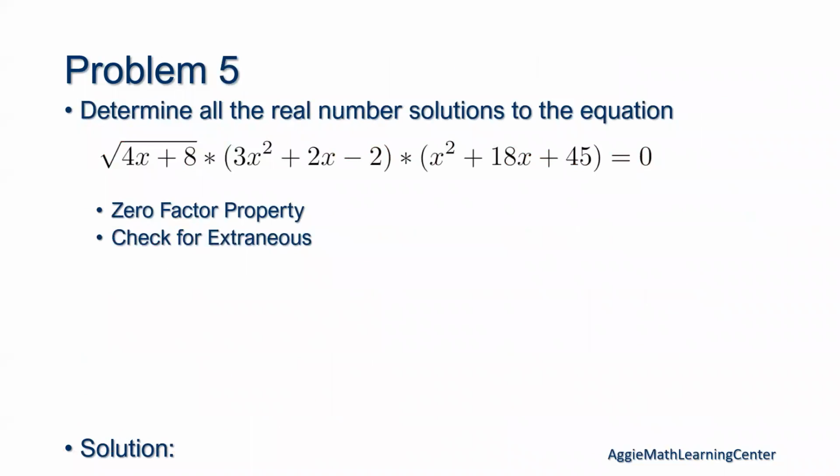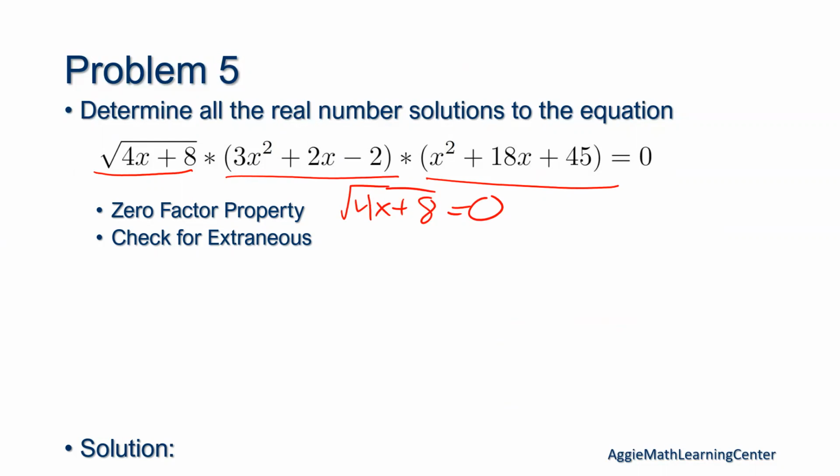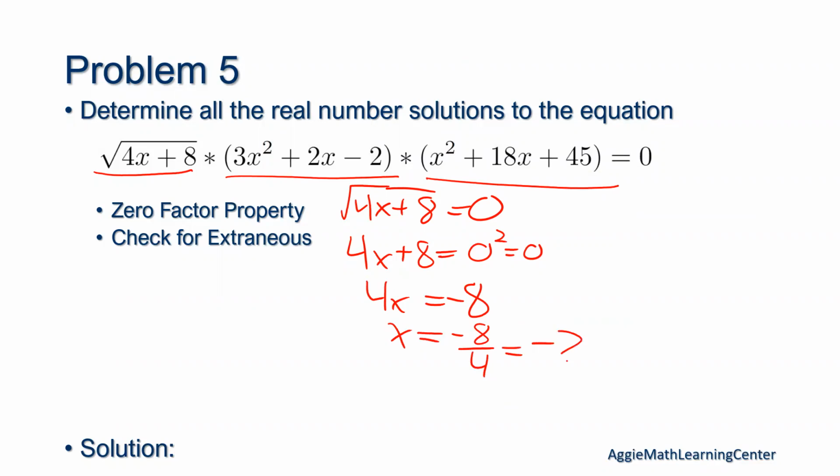Oh, look at that! It's just like the last problem we had, except it's already in chunks. So that means this could be 0, this could be 0, or this being 0 would make this true. So I'm just going to set each of them equal to 0. 4x plus 8. Okay, so then what we do is square both sides to get rid of the square root. 0 squared is just 0. Then subtract 8. 4x is equal to -8. And then dividing by 4, -8 over 4 is the same thing as -2. Okay, so -2 is one of the solutions.